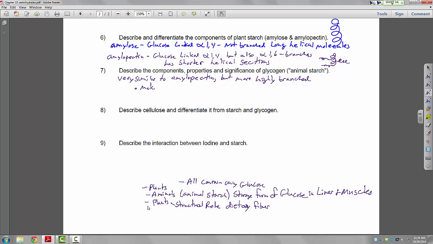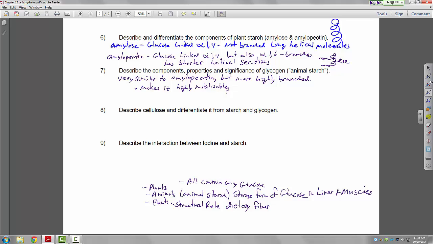This makes it highly mobilizable. I detailed what I meant by that in lecture. All I'm going to say is because it's more highly branched, it can be hydrolyzed and release glucose into the bloodstream faster. Makes it highly mobilizable.